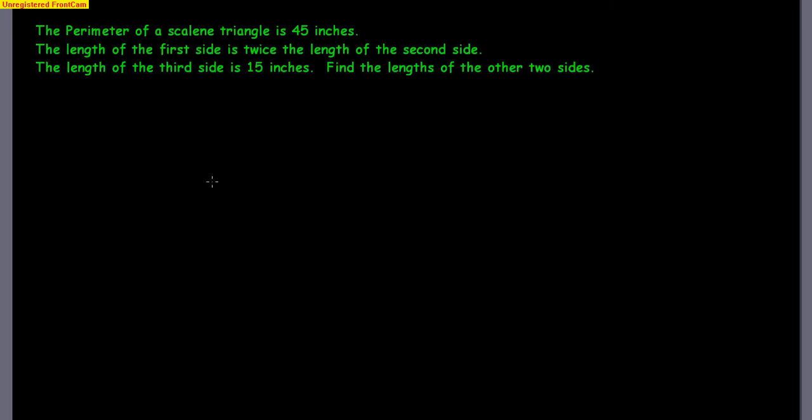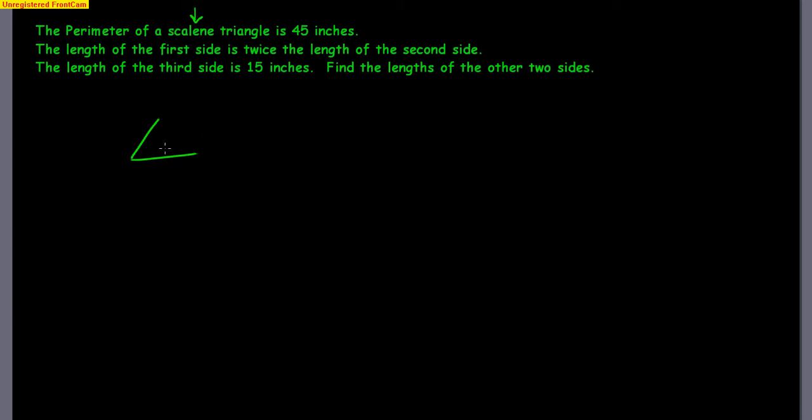Okay, on to example 2. They mentioned this word here, scalene. We're going to have those listed later on. All scalene means is all the sides of the triangle are different lengths. So actually, I'm going to make that a little bigger here.